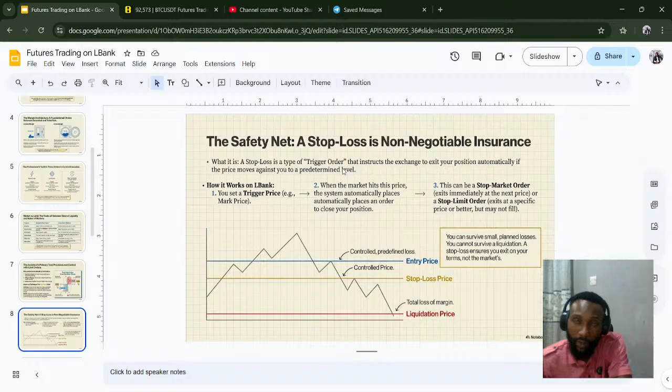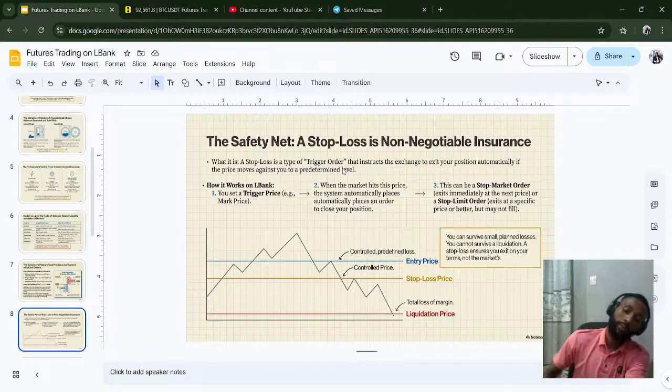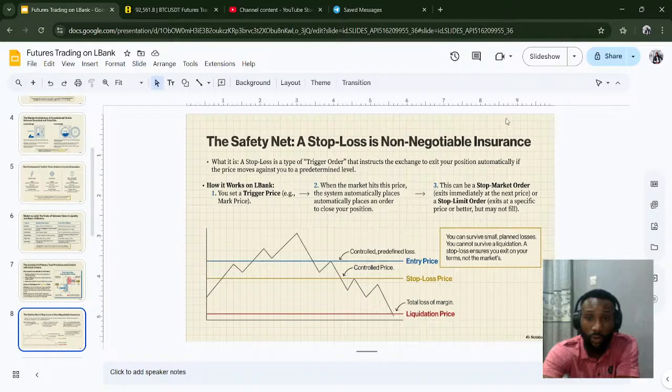It's a type of trigger order that instructs the exchange to exit your position automatically if the price moves against you to a predetermined level. That's what the stop loss is basically.